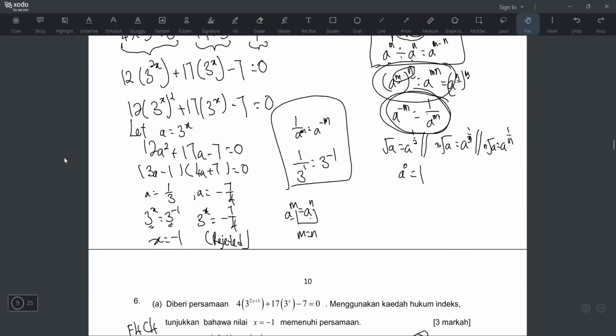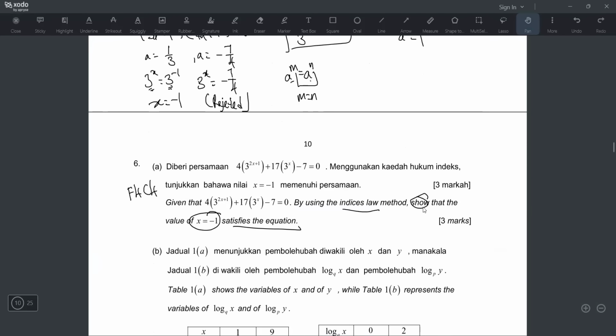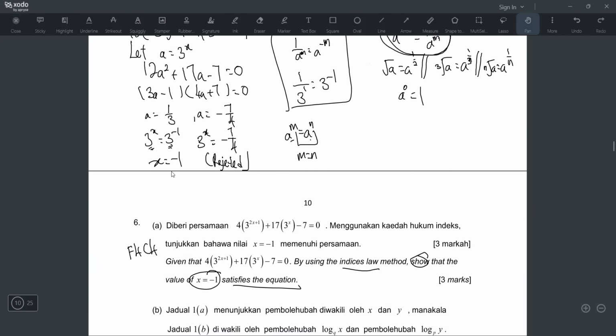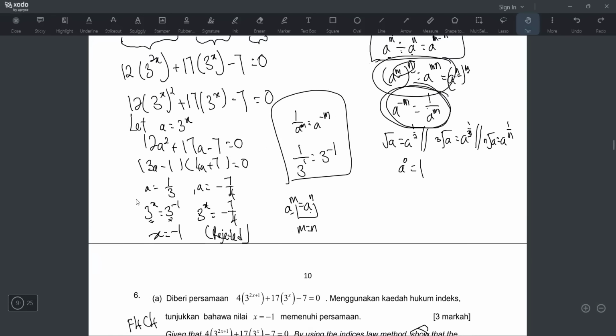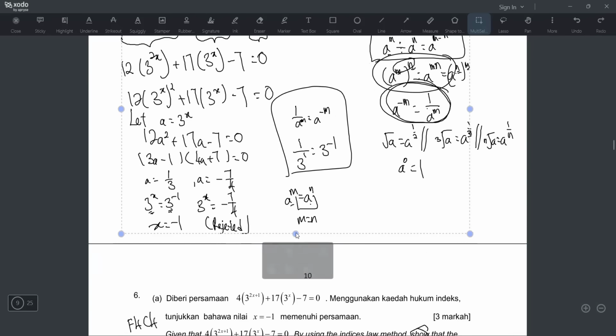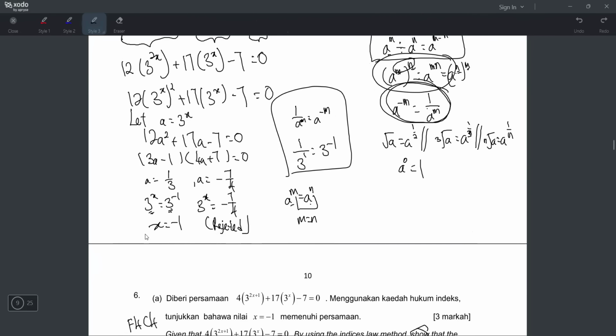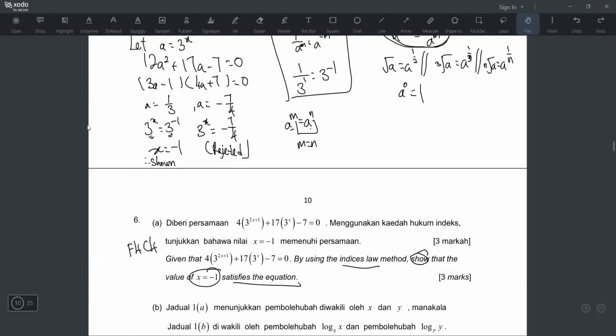And also this is a show question, and they already gave us the answer just now. Show that the value X equals negative 1 satisfies the equation. So you can see my answer matches with the answer here. So we can write shown. Okay, I need some space. Just give me a little space. So I'll just write here shown. Okay, so that's how I will do it. All right, so that's it.